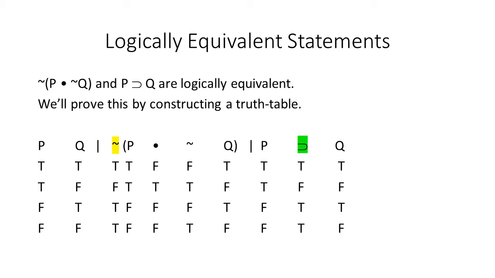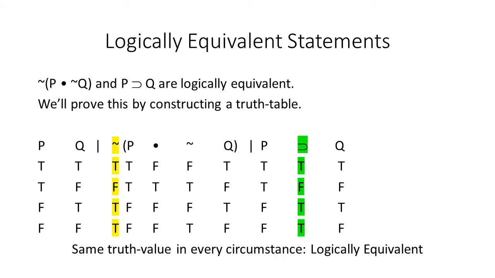So we want to compare the truth value underneath the tilde, that's yellow, with the truth value under the horseshoe, which is green. So note in our first row, when P is true and Q is true, these are both true. Then they're both false, and they're both true, and then they're both true. Okay, so these have the same truth value in every possible circumstance. So they're logically equivalent. Same truth value in every circumstance, logically equivalent.